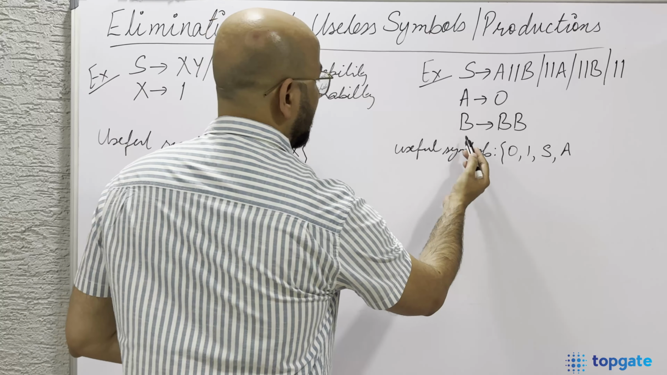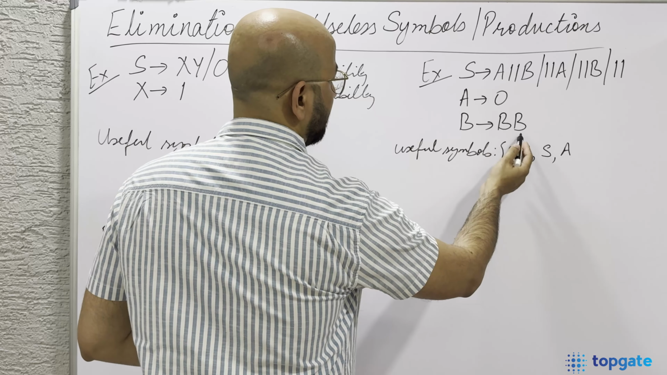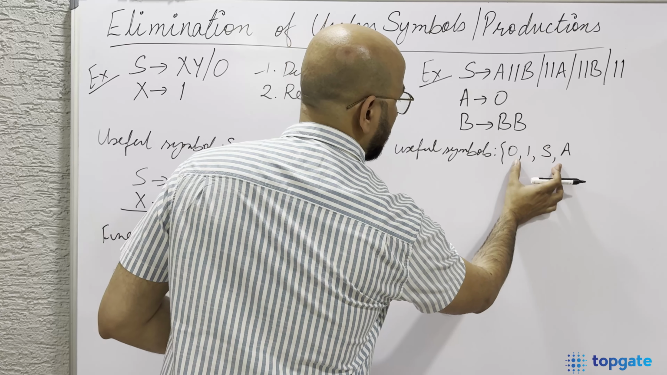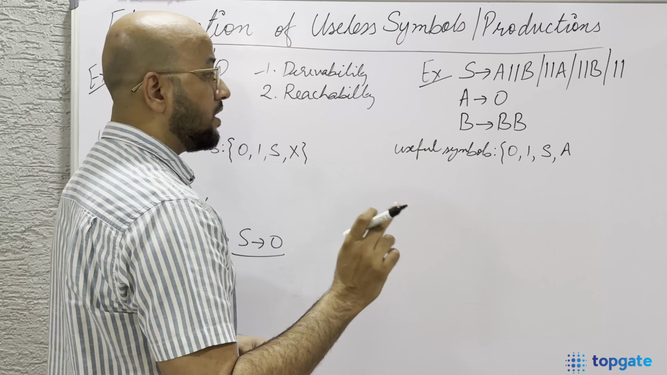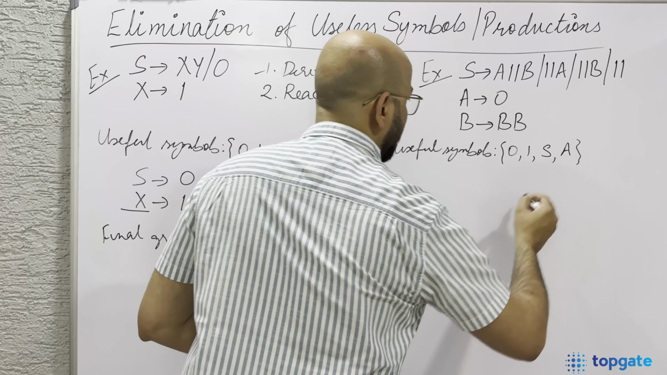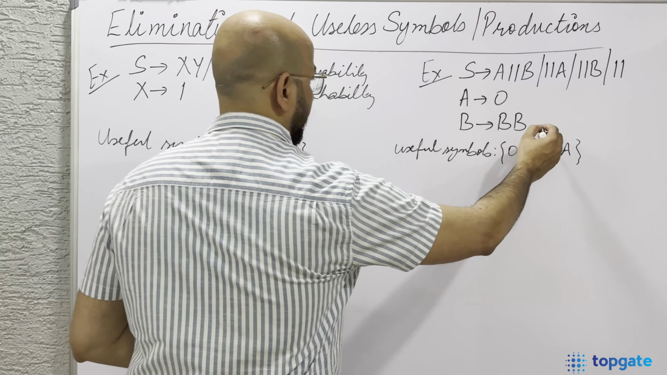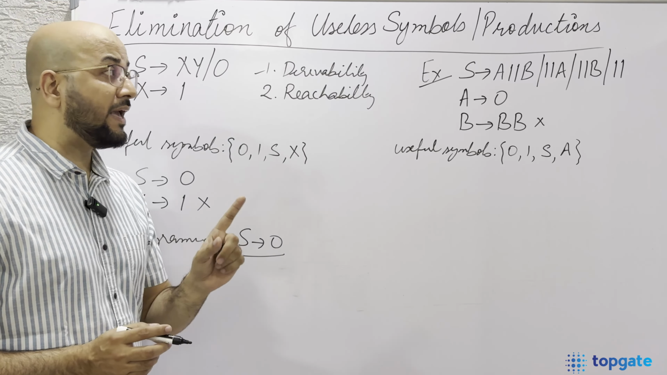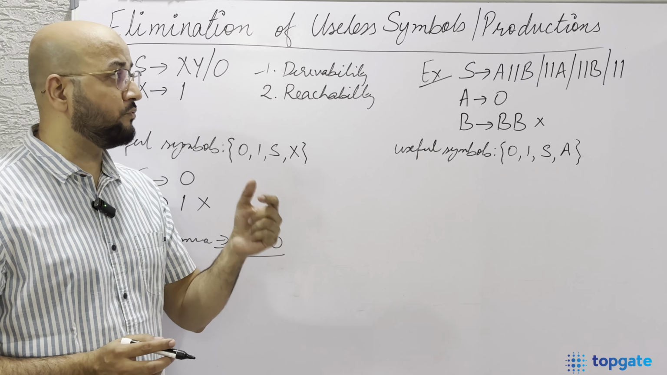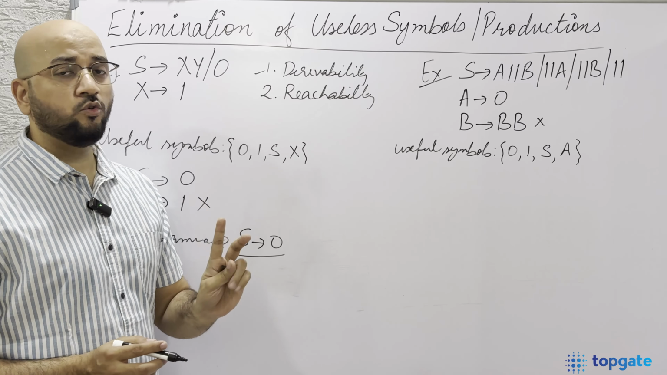Now let's move on to B. For B, if you can see that we have BB, that means this B is not falling in the useful symbols category. Hence, this B is a useless symbol and therefore B has to be eliminated. So I will eliminate the production rule for B as well as all those production rules wherever there is B on the right hand side.